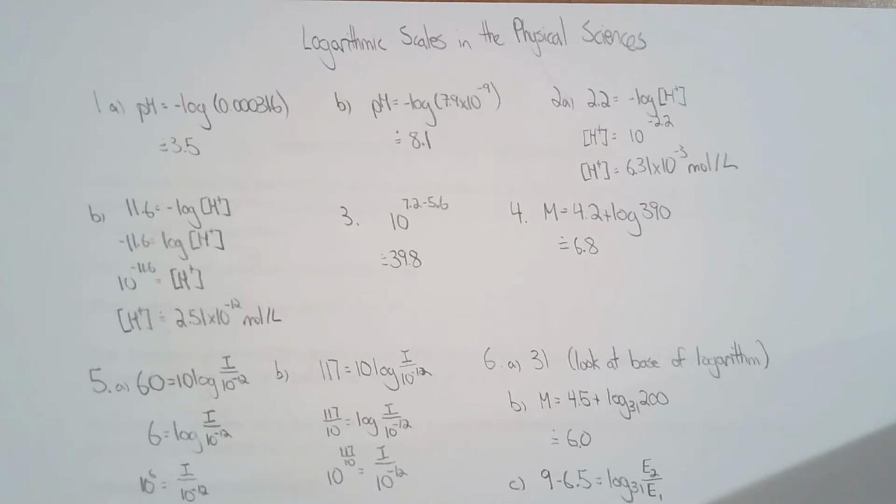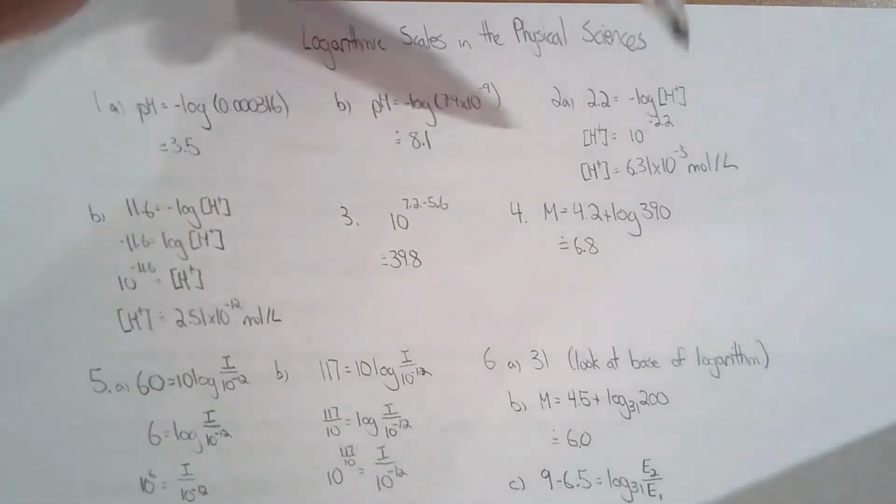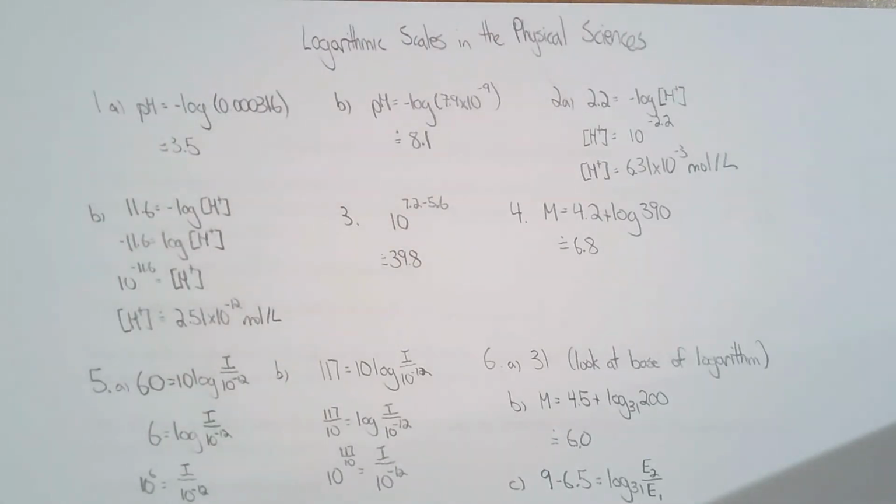For number 2, calculate the hydronium ion concentration. So once again, you can use the formula. So it's 10 to the power of negative 2.2 for 2a. Just punch it in your calculator.